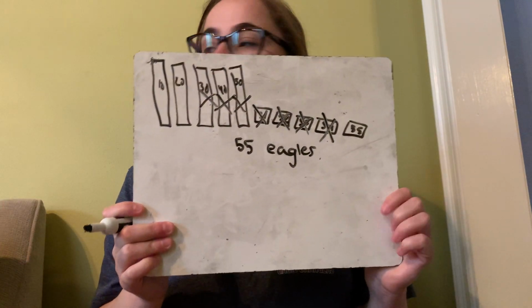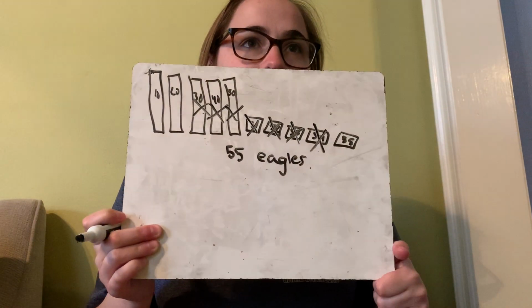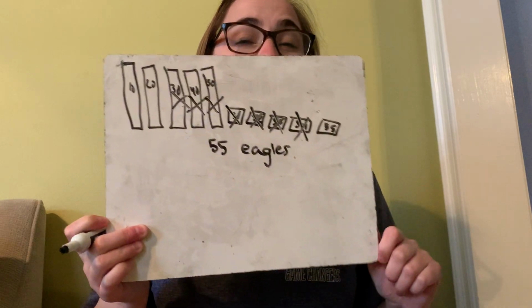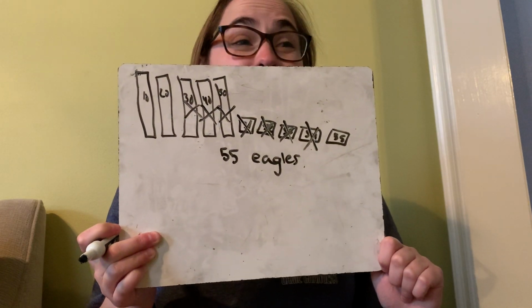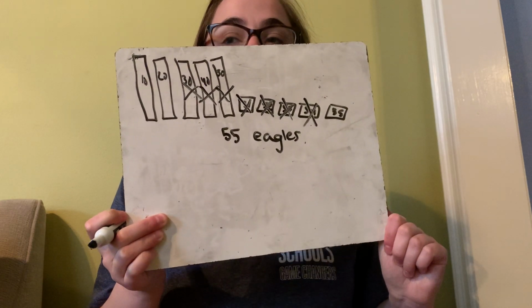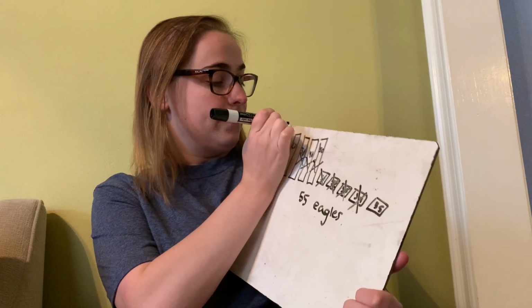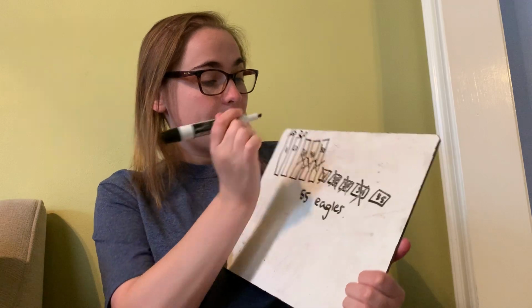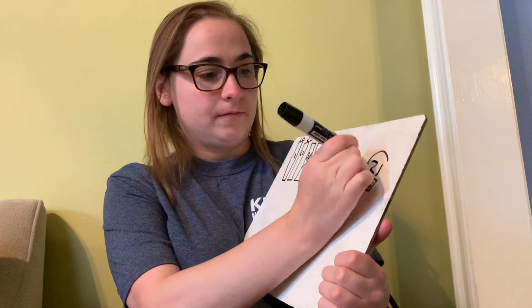All right, I took away 34 because that's the part that's the same. Those are the amount of hummingbirds we had. The number that's left is how many more eagles there are. So let's count how many more eagles there are. Count with me. 10, 20, 21.